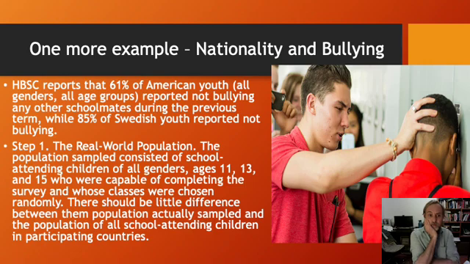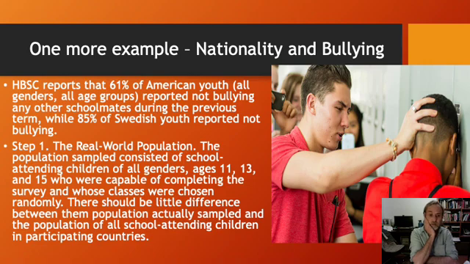The survey also reports 61% of American youth, and this is all genders, all age groups, reported not bullying any other schoolmates during the previous term, whereas 85% of Swedish youth reported not bullying. Why they frame this in terms of not bullying as compared to bullying, if I looked at the data, maybe it's because bullying is split up into different things or something. But anyway, this is how they frame it. It's fine. That's a perfectly good way of framing it.